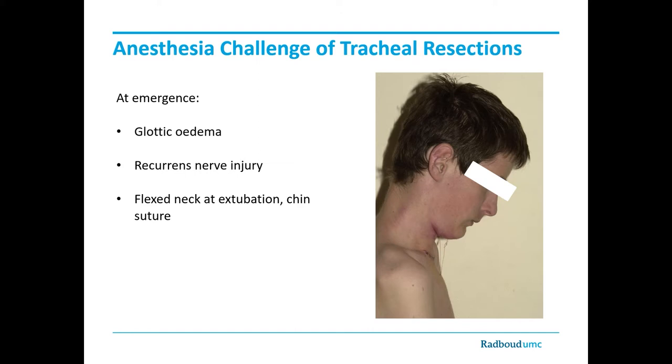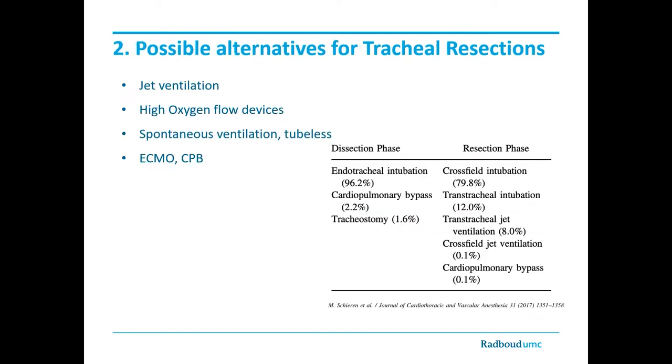The patient's head has to be flexed to prevent traction on the tracheal anastomosis, and therefore a chin suture is placed. This is a position that is far from favorable for a free airway. There are some alternatives for tracheal resection, like jet ventilation and high oxygen flow devices like OptiFlow. These are more used during throat surgery. Spontaneous ventilation and tubeless surgery are reported, and also ECMO and cardiopulmonary bypass are used.